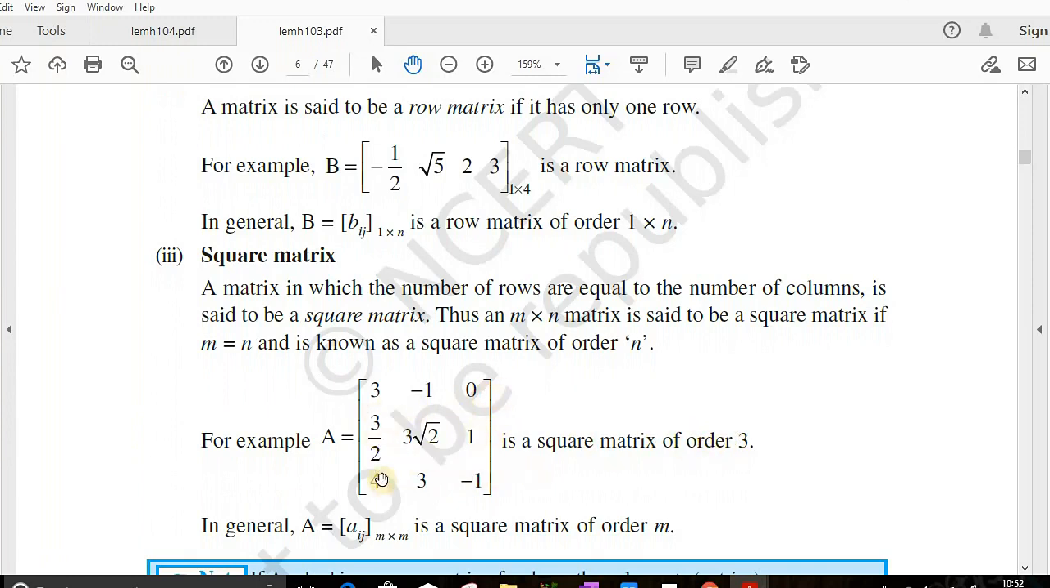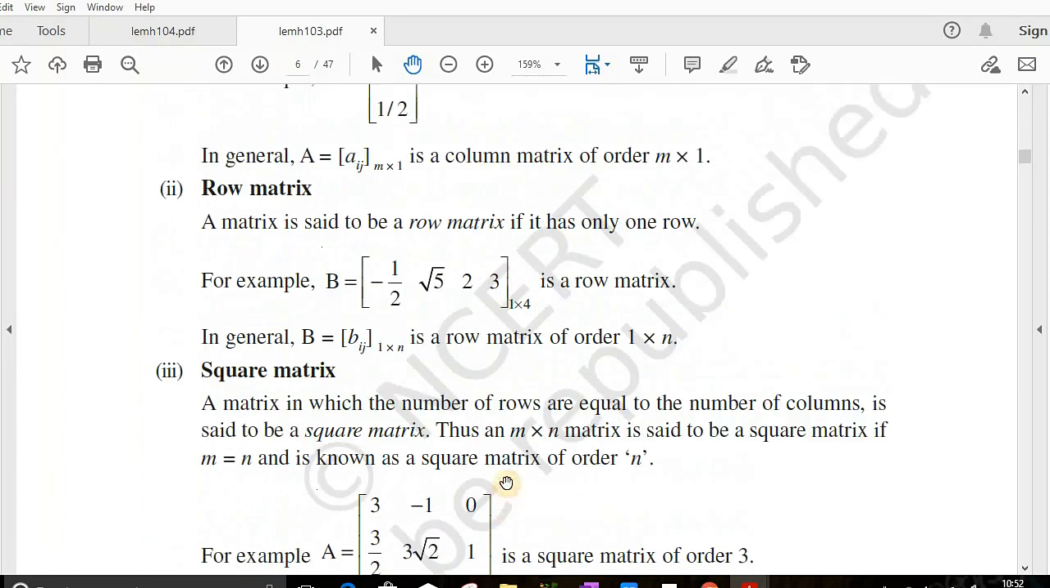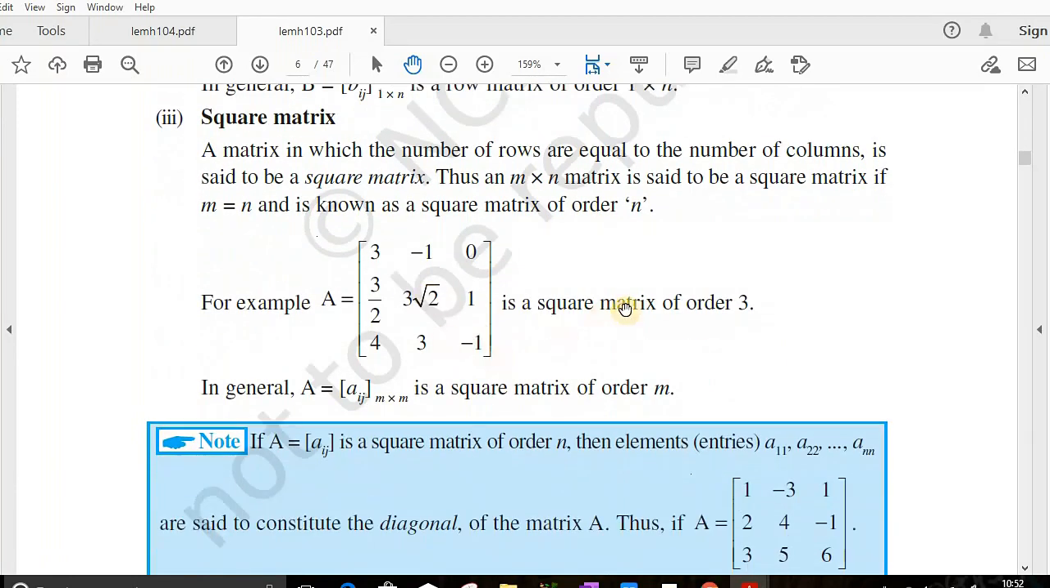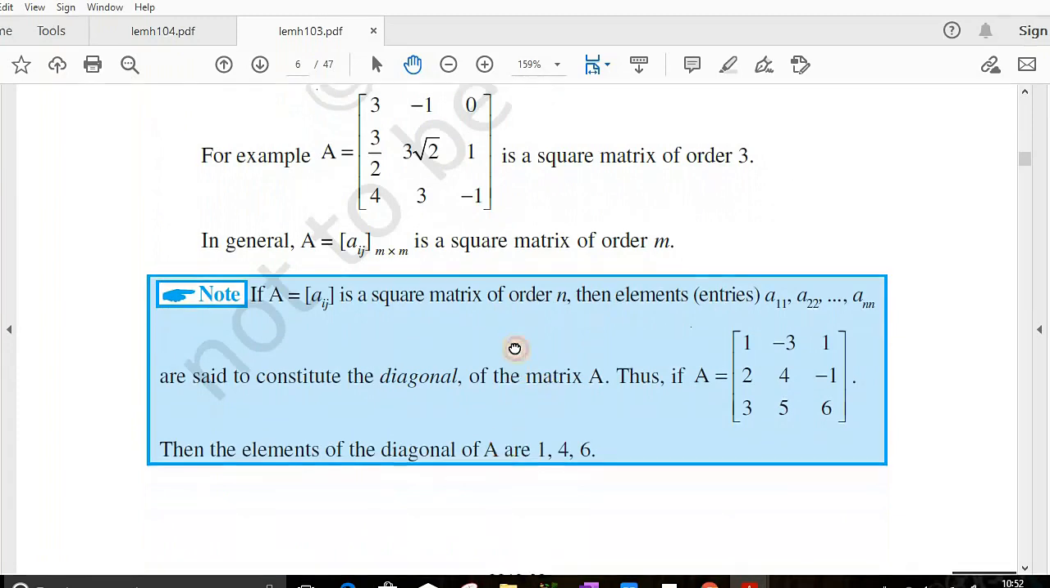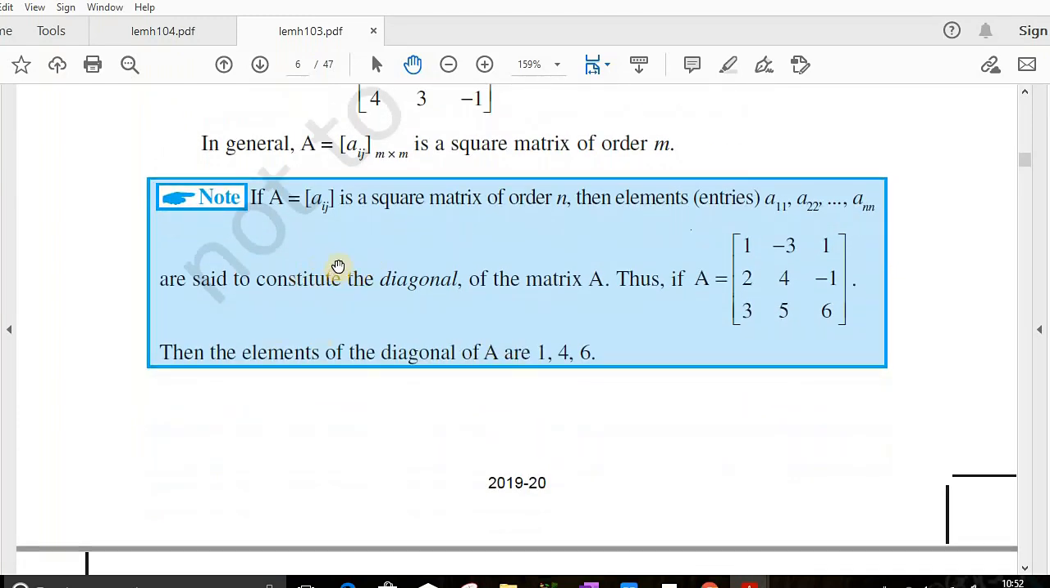For example, this is a square matrix of order 3, because the number of rows is equal to 3 and the number of columns is equal to 3. So the number of rows is equal to the number of columns, therefore it's a square matrix of order 3. Okay, so this is the thing. Next.